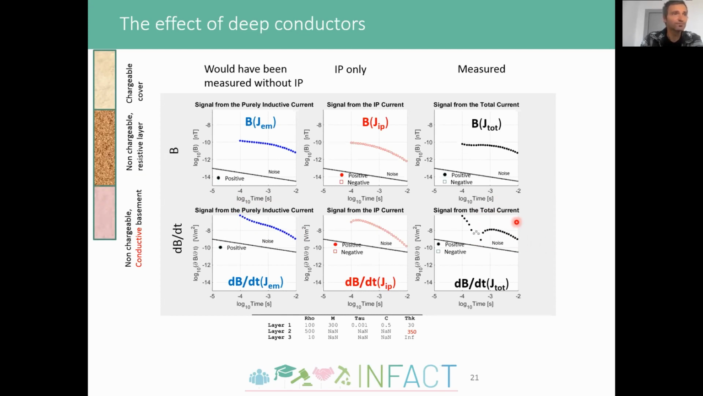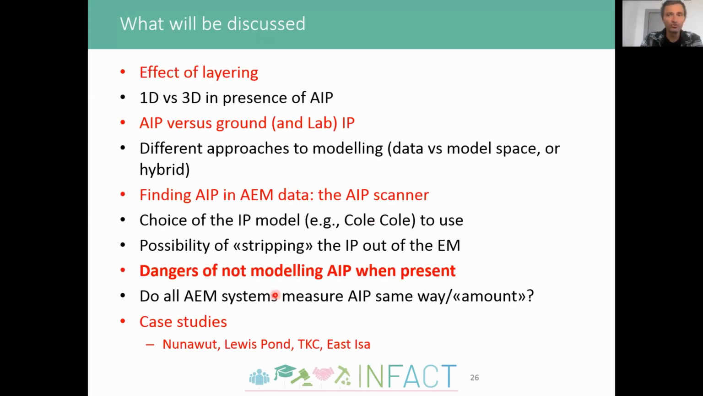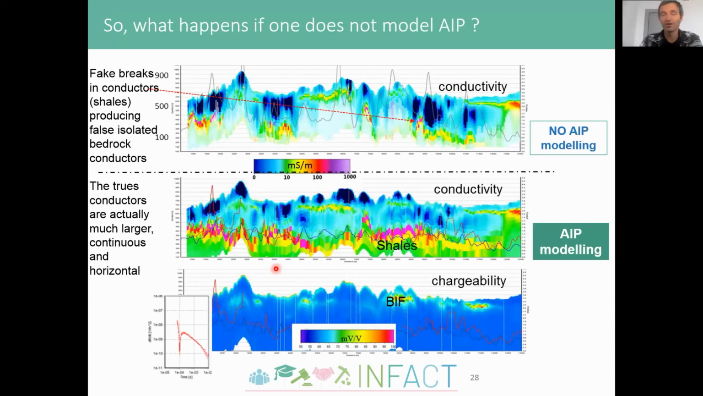I'm going to bring it closer and closer and closer until this situation here, where basically the conductor is close enough and strong enough that you hardly see the effect of the IP, and here you don't see it anymore. Okay, so I hope that by now this already convinced you that it is a great deal once IP effects are in the data and you actually need to model them. Now I'm going to show you what happens if you do not model them. If you don't model them, you can end up with very wrong results in the conductivity. So you can end up with fake isolated conductors, whereas in reality it should look like that.